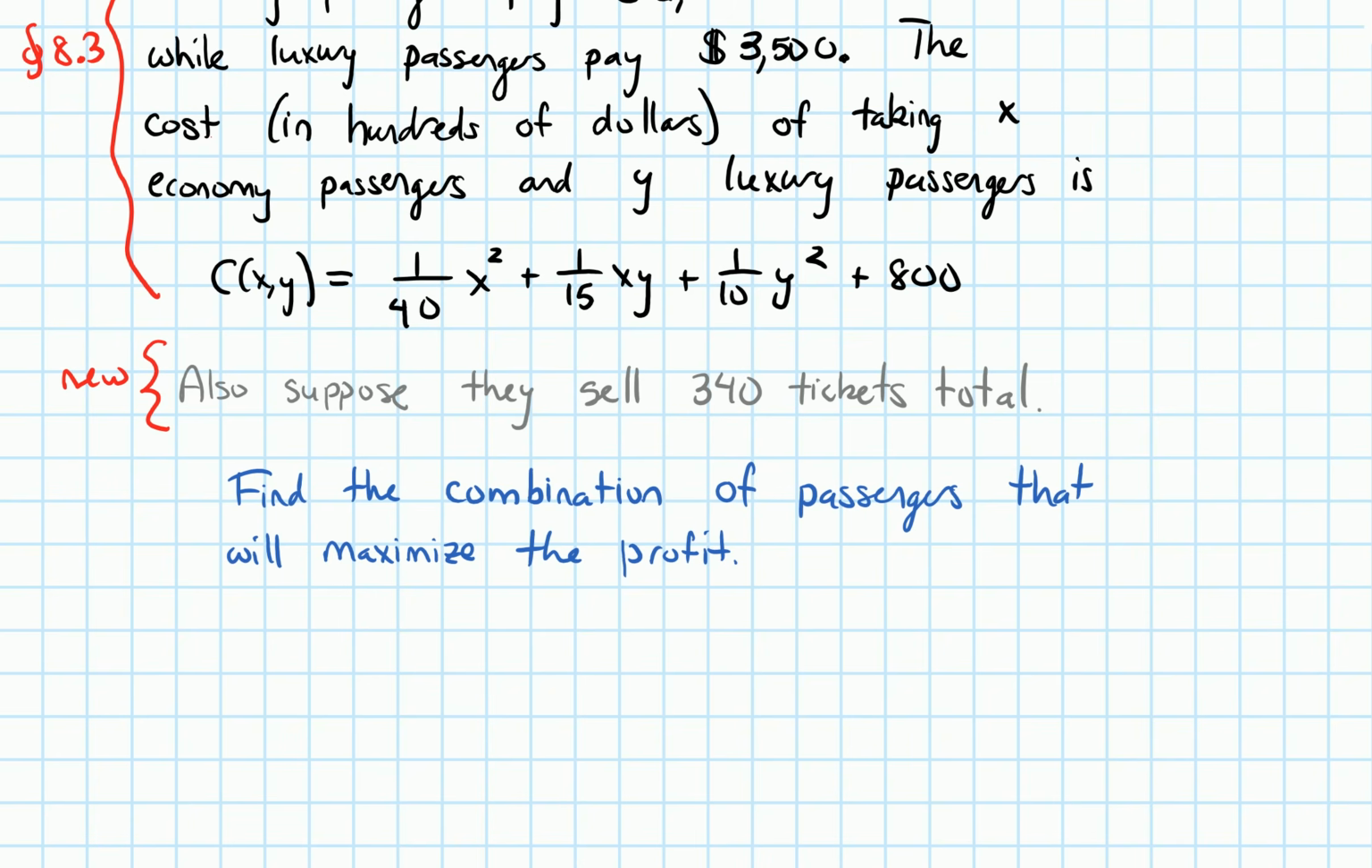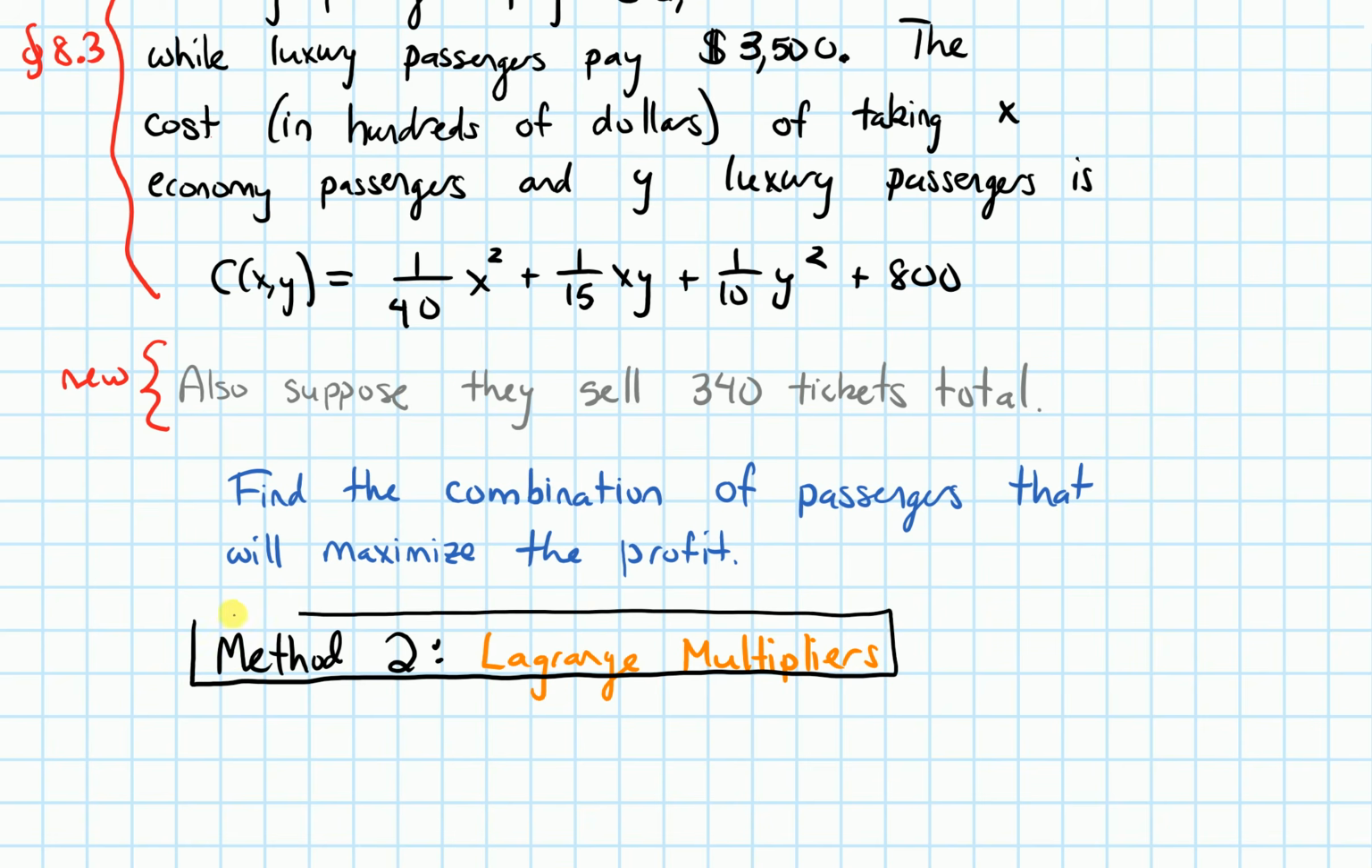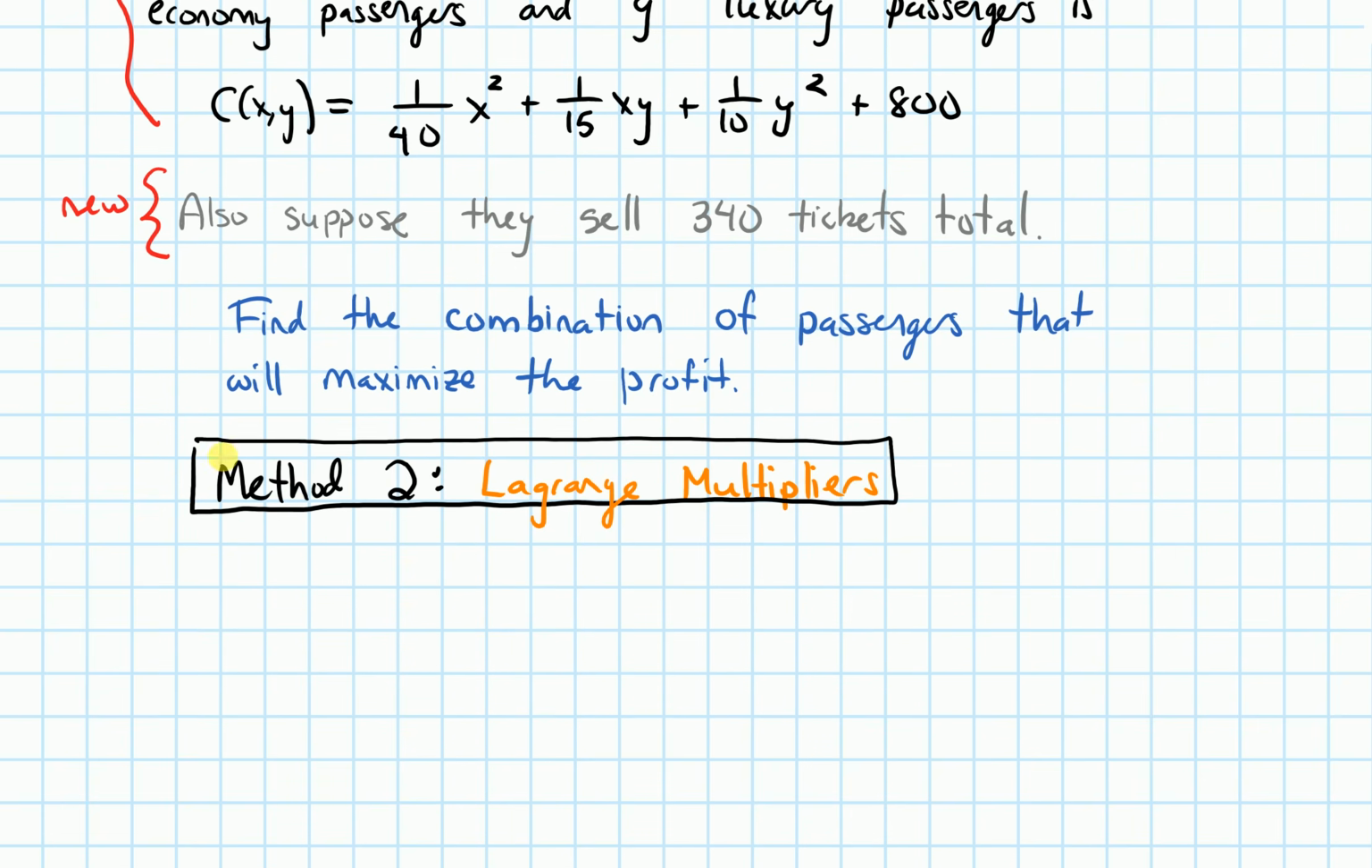So we're going to talk about a second method for doing this. In the last video, we talked about method 1, which was substitution. Method 2 is called Lagrange multipliers. And one of the reasons that we want to have another method, as we commented on at the end of the last video, was substitution could be particularly algebra intensive. It was tedious at times. So it'd be nice to have an alternate method.